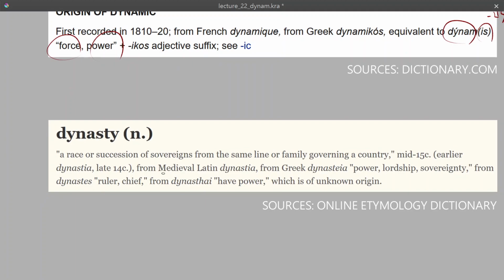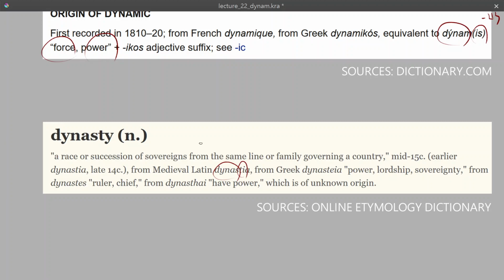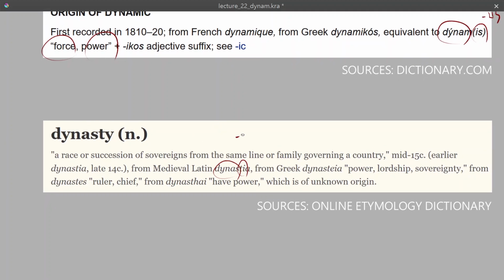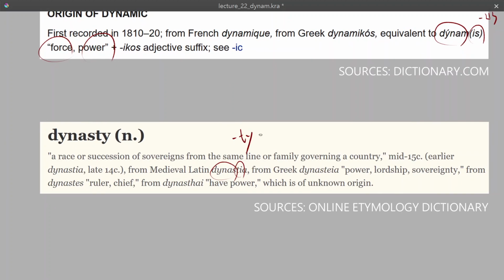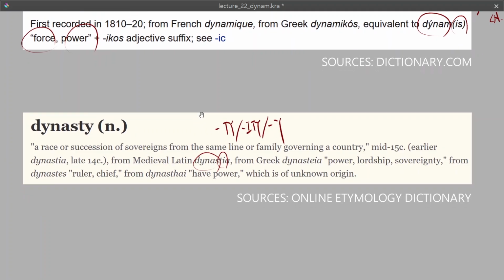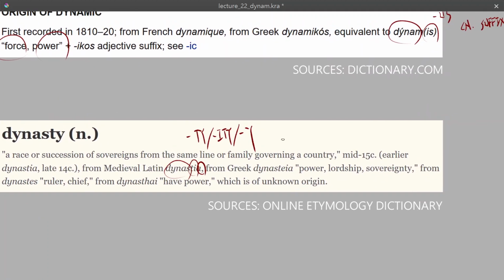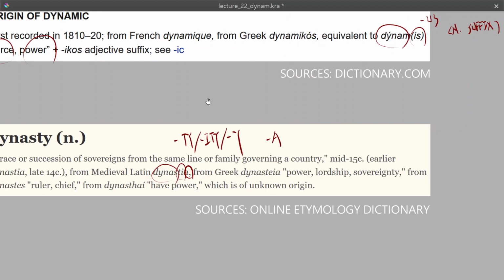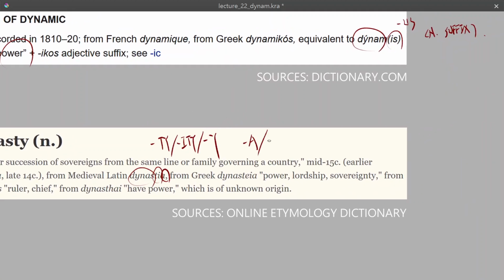From medieval Latin, dynast is followed by y, which is y, or ie, or simply e, meaning state, condition, or quality. And lastly, we have er. The noun suffix er is a variant of ikos.